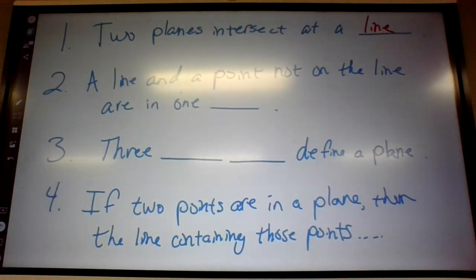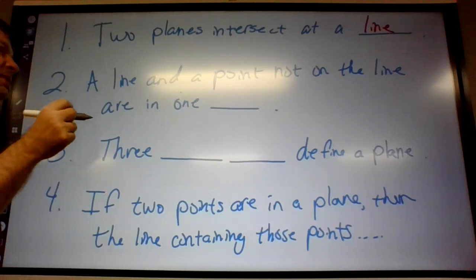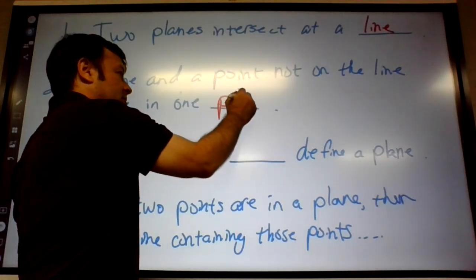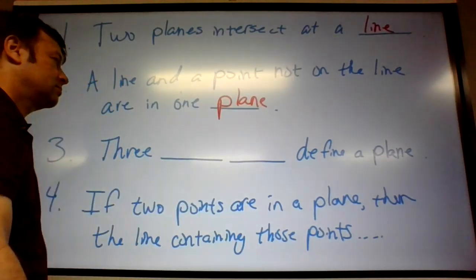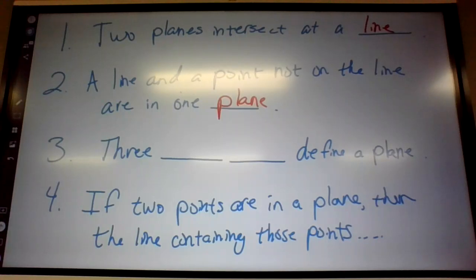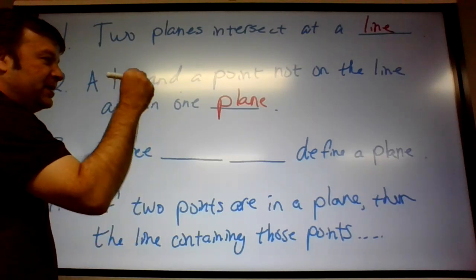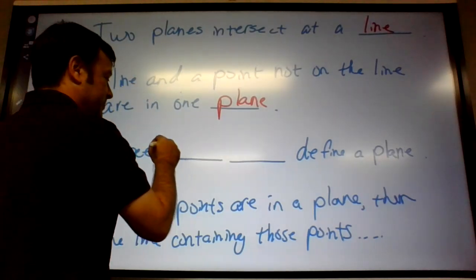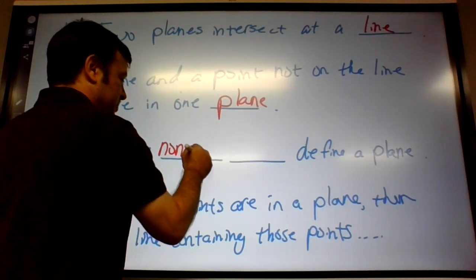Okay. Brianna, a line and a point not on that line are in exactly one what? Yes, they're in one plane. They're covered by exactly one plane. This is the tricky one. Three non-collinear points. Remember, I said you had to use three points to name a plane, but yeah, they're non-collinear points.